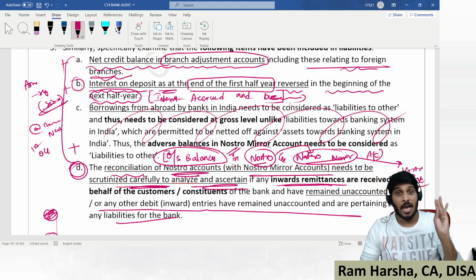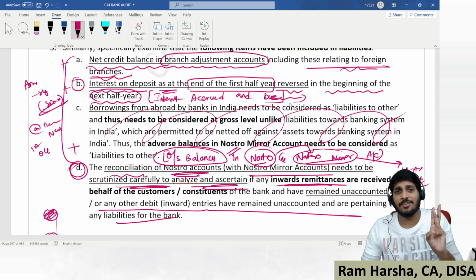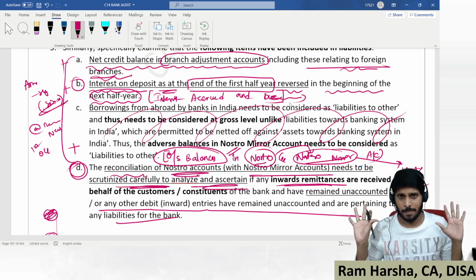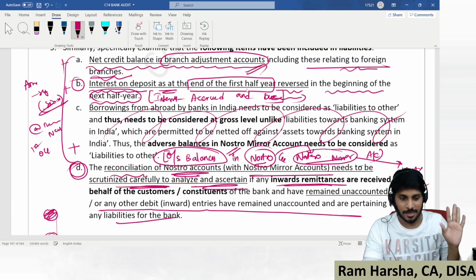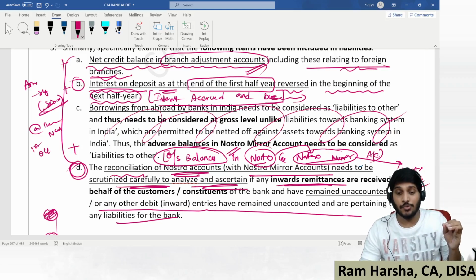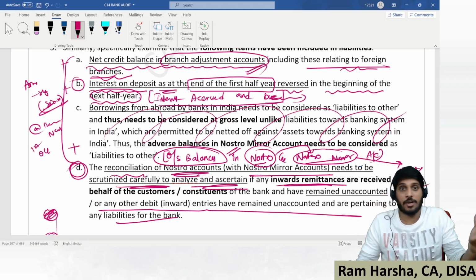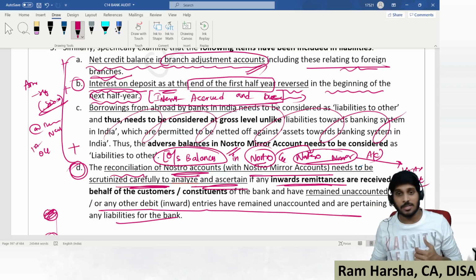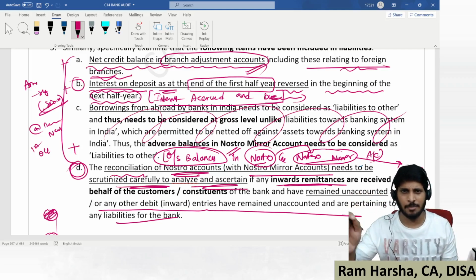Third one, outstanding balances in nostro and nostro mirror account. Fourth point, the auditor shall reconcile nostro and mirror accounts carefully, and any unaccounted money should also be considered in the DTL computation. Okay, please write the keywords. First point, net credit balance in branch adjustment account. Second point, interest accrued in various deposit accounts, which may or may not be accounted. Third point, outstanding balances as per nostro account, which is to be reconciled with the nostro mirror account and considered in the DTL liability accordingly.